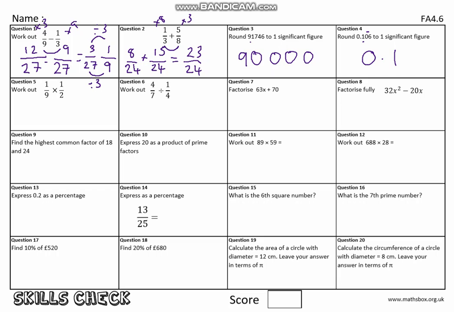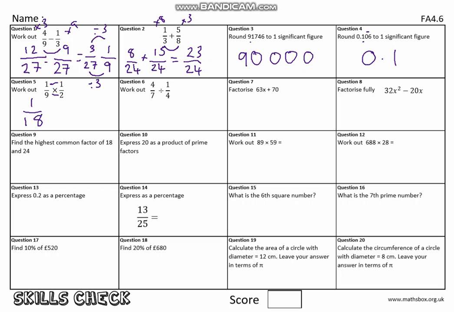Next one then, we've got multiplying fractions. So with multiplying fractions, we are simply going to multiply the top two numbers and multiply the bottom two numbers. So 1 times 1 is 1, and 9 times 2 is 18. So our answer is quite simply 1 over 18.